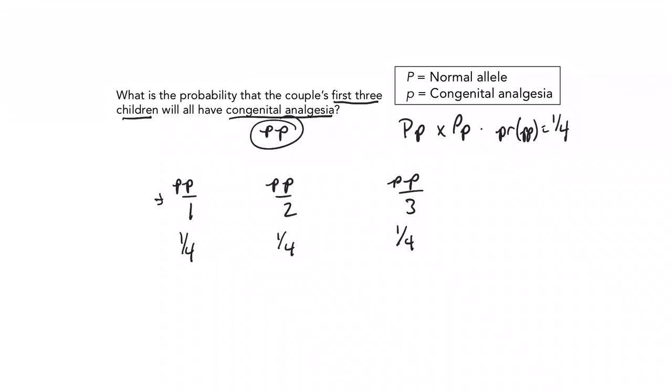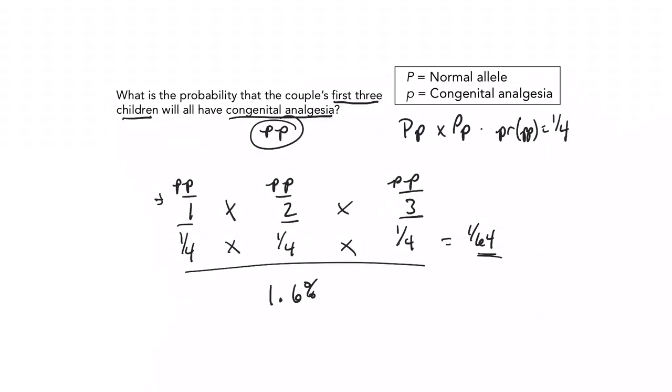So we want the first 3 children. That means I want this and this and this to occur. So we have to multiply 1/4 times 1/4 times 1/4, which is 1/64. So the probability of the first 3 children being affected by congenital analgesia is 1/64. You can convert this into a percentage and say that approximately 1.6% of the time this will occur. So this is a relatively rare occurrence.